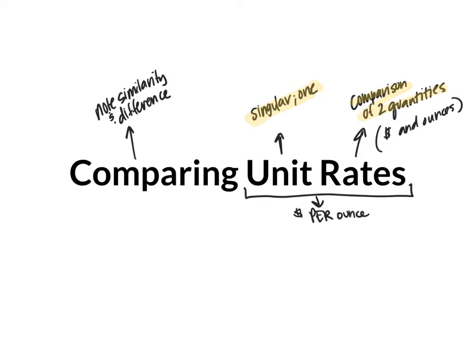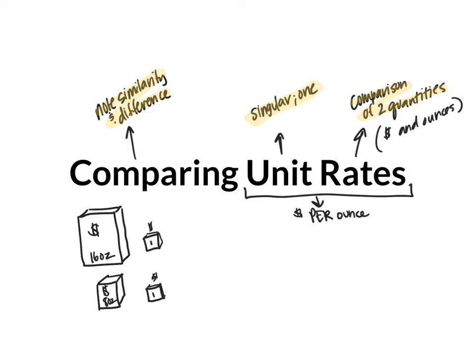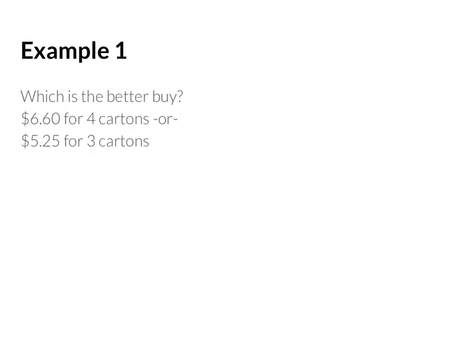If we're comparing unit rates, we're going to be noting similarities and differences of two different items or two different unit rates. For example, if I'm at a store and it's a certain price for 16 ounces, and then it's a cheaper price later, but there are fewer ounces in there, it's helpful to get both of those down to a unit price so that we can compare them to each other.